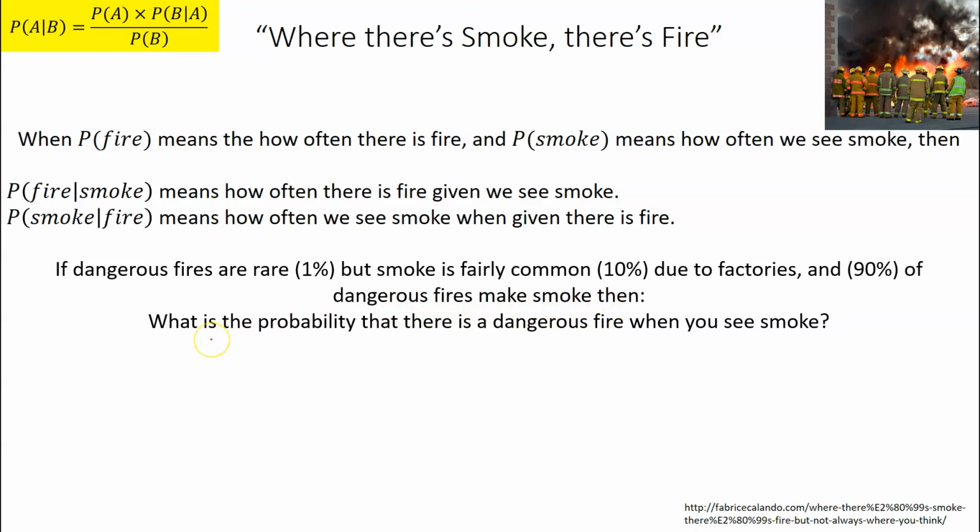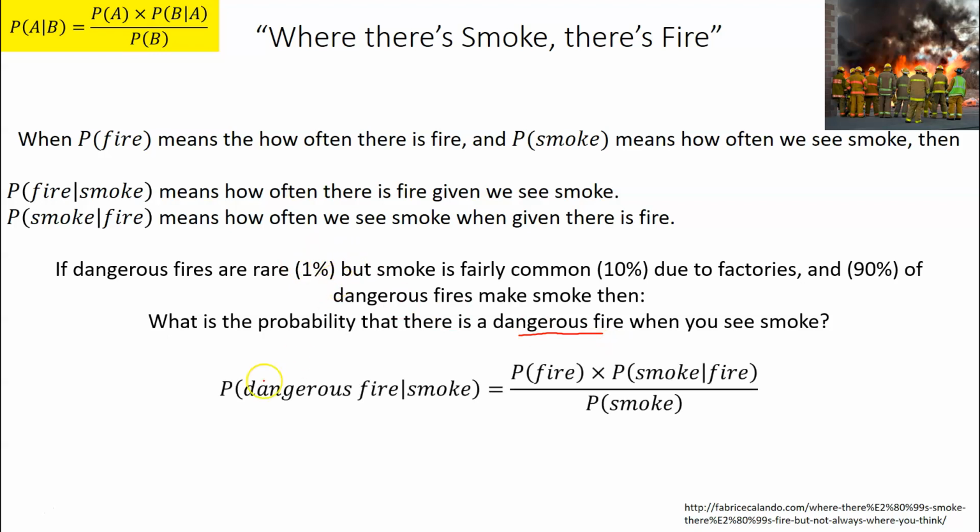There, let's see if I can get my words to spit out here. What is the probability that there's a dangerous fire when you see smoke? Now remember, dangerous fires only occur 1% of the time. Okay, so it's the probability of a dangerous fire given we see smoke. So it's just according to a recipe card here, you just sort of follow it.